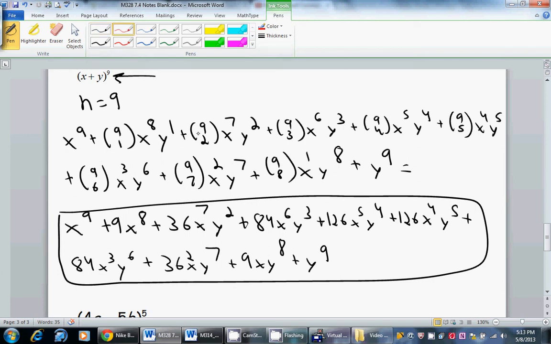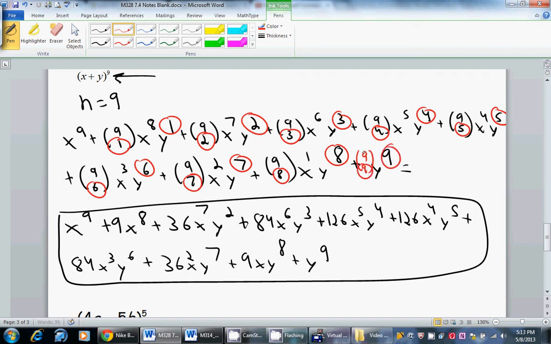Now, one other thing I want to point out here. Look at the exponent of y. The exponent of y is always equal to whatever the second number in the binomial coefficient is. And this last one I can write 9 and 9. So that's just another thing to keep track of.